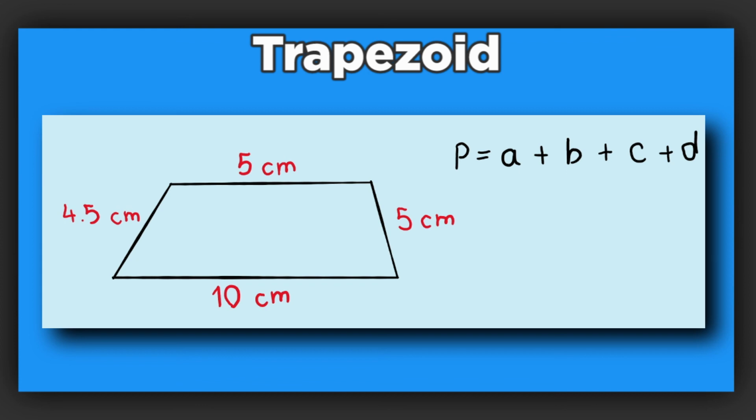5 plus 10 is 15. 15 plus 5 is 20. 20 plus 4.5 is 24.5. So the perimeter will be 24.5 centimeters.